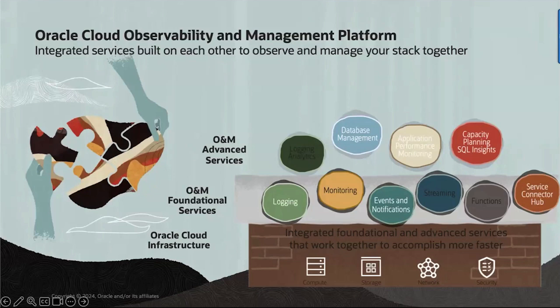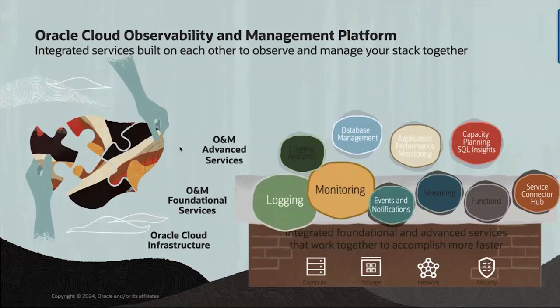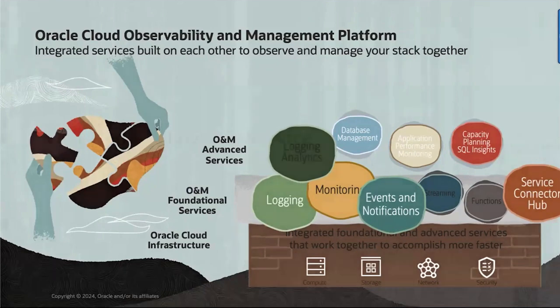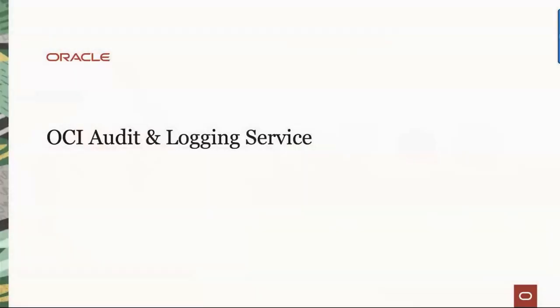So as you can see on the slide, there are a bunch of services, but for this session, we are going to focus on OCI logging, monitoring service, events and notifications, and we are going to talk about a component called Service Connector Hub, which will help you to integrate OCI with third-party systems like SIEM. And we are also going to talk about logging analytics. So with that, let's talk about one service at a time. So the first service I'm going to talk about is OCI Audit and Logging Service.